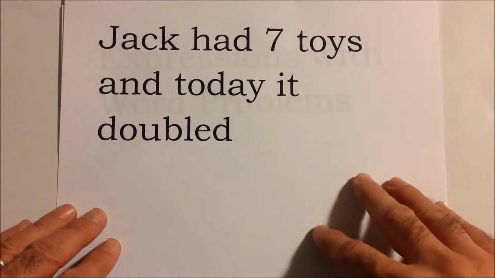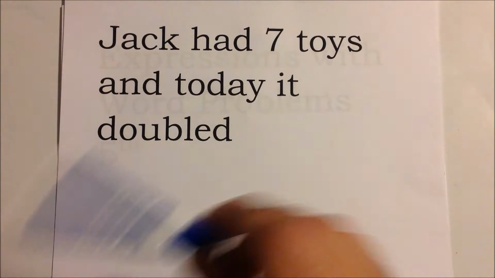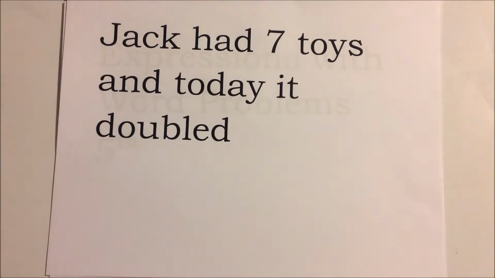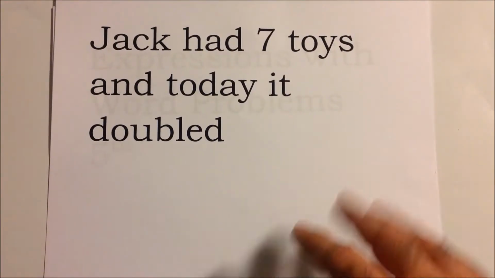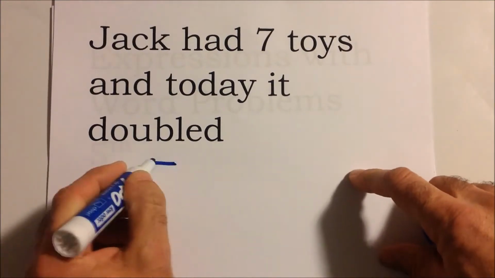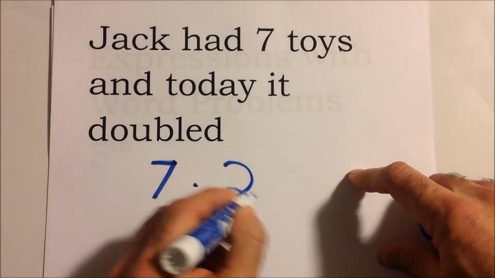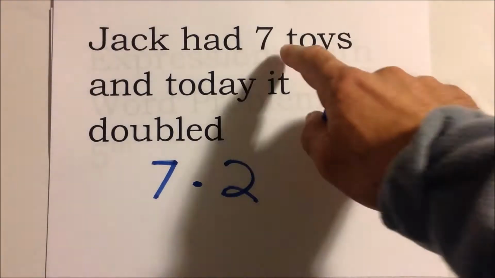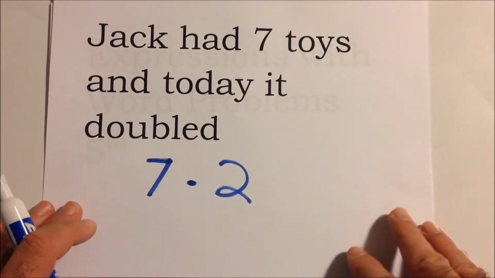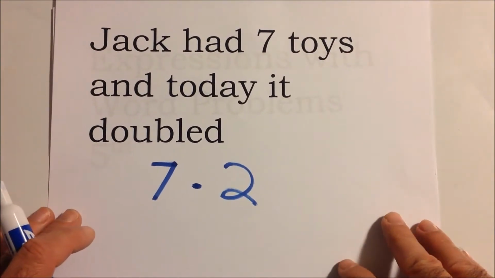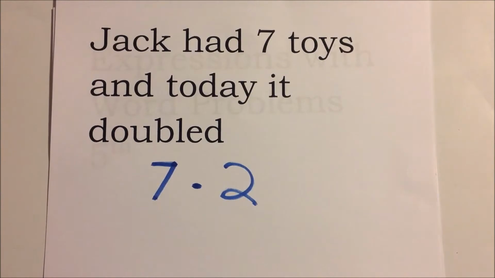Jack had 7 toys, and today it doubled. So remember what doubled means? Right? We use a 2. So he had 7 toys, so it's 7 times 2. That's how we would write an expression for that question. And remember, with expressions, we're not really answering the question. That's when we evaluate, which we'll do shortly.